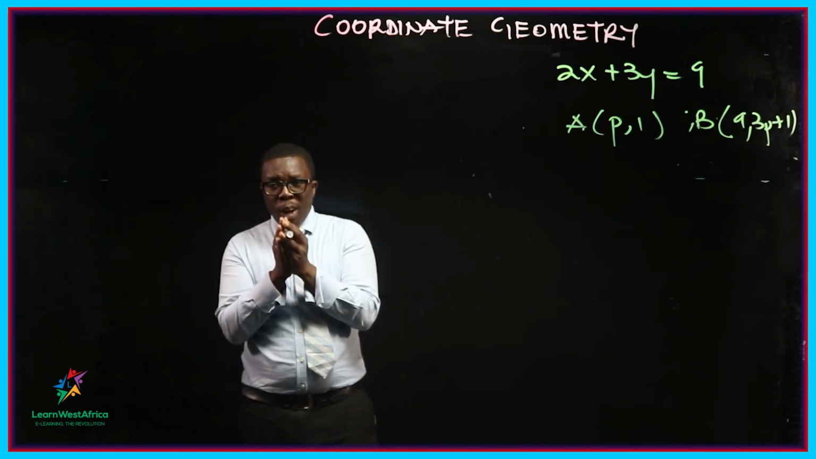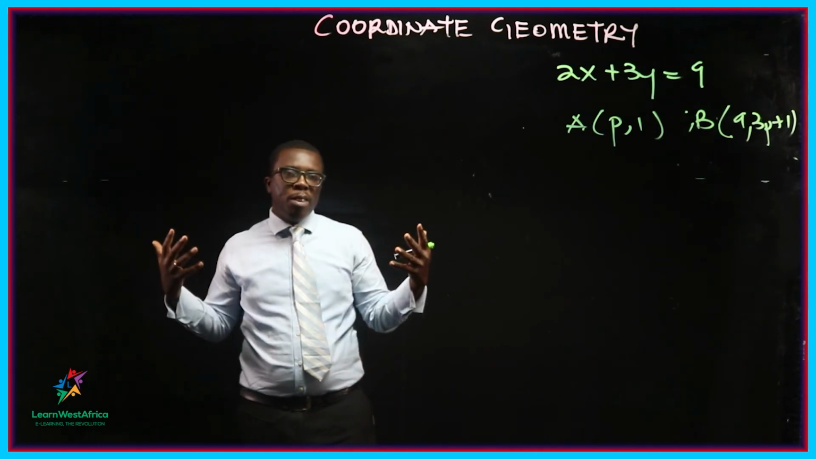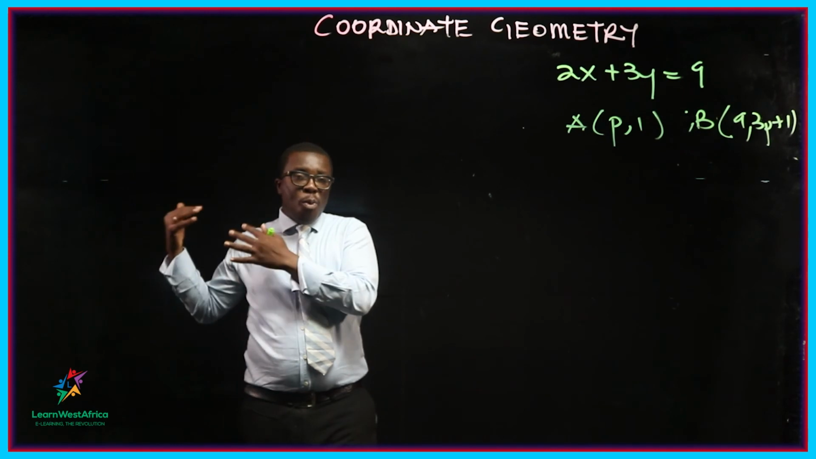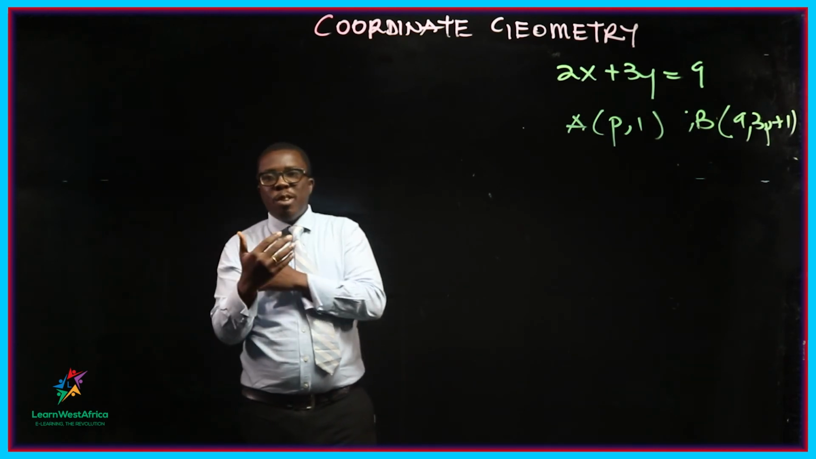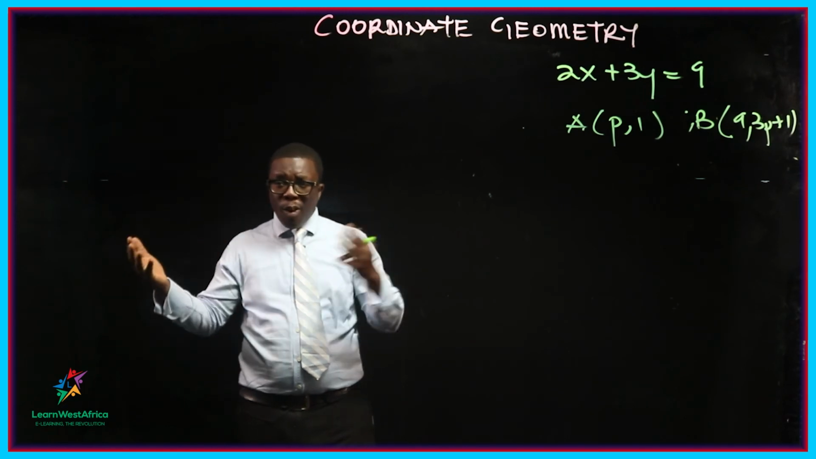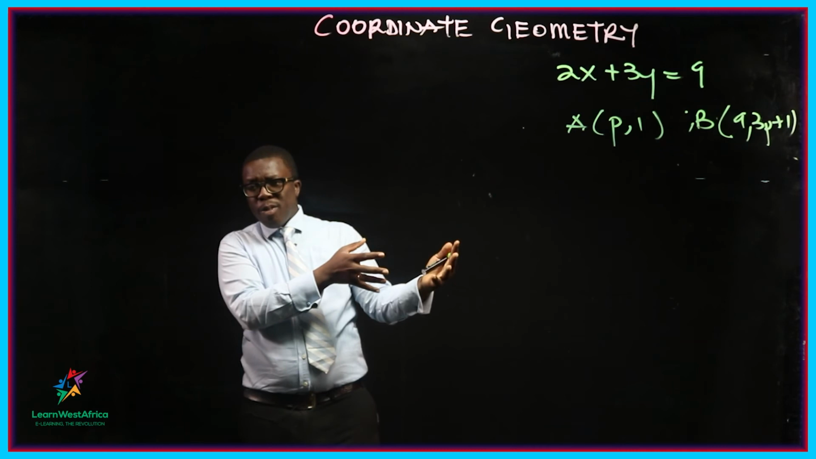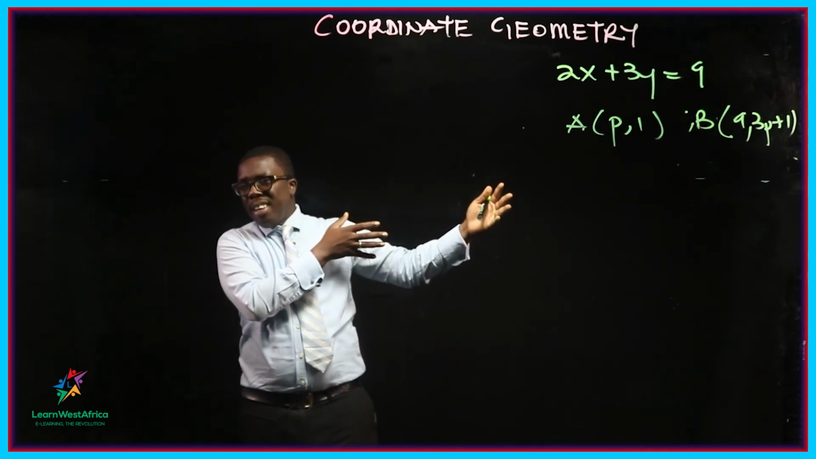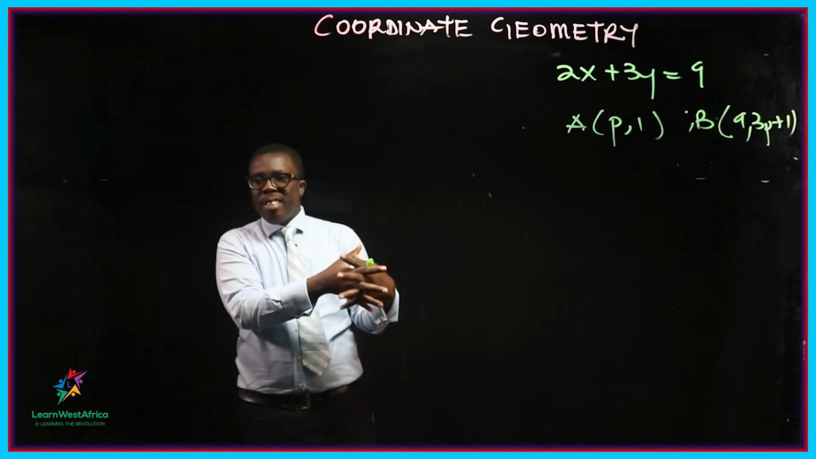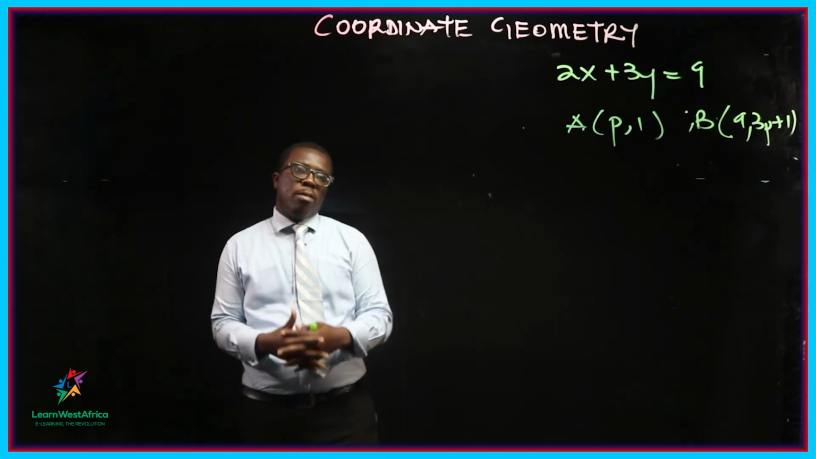When lines are perpendicular, you know what connects them. In coordinate geometry, we know that the gradient of one is the negative reciprocal of the other. Or what we are saying is that the product of the two gradients, you take this one's gradient, multiply by that one's gradient, it has to give you negative 1. So if two lines are perpendicular, the product of the two gradients should give you negative 1.